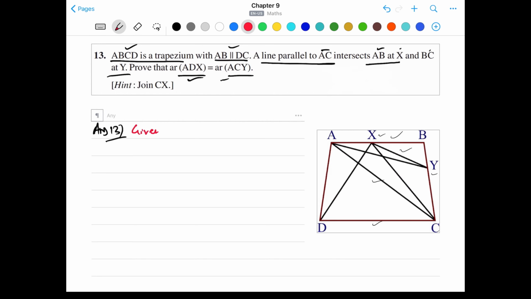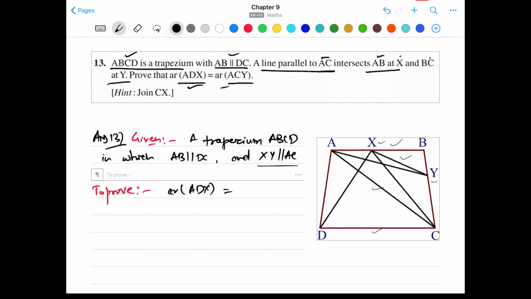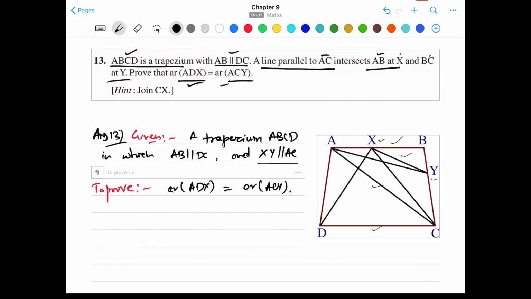What is given to us here is a trapezium ABCD in which AB is parallel to DC, and we have a line XY parallel to AC. We have this XY parallel to AC. What we have to prove here is area of triangle ADX is equal to area of triangle ACY. That's what we have to prove. Let's start its proof now.